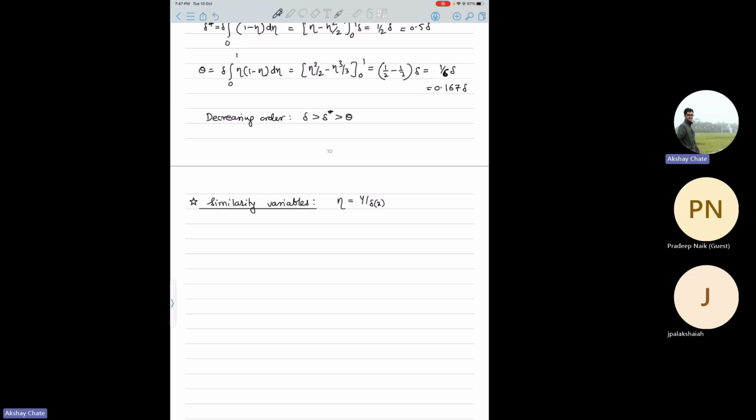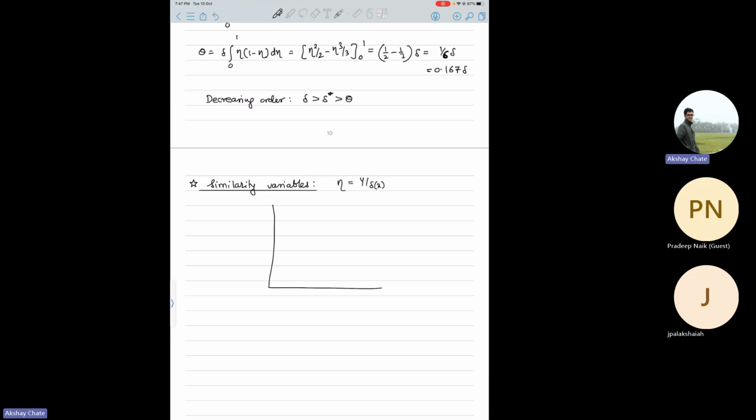Then he did some experiments and he plotted this value. He did experiments for 2D laminar flow, and then plotted one curve which was neta versus u by u infinity. The two non-dimensionalized numbers he plotted, and what he observed was he was getting a fit. This type of variation he observed, and for different Reynolds numbers also he observed the same variation.